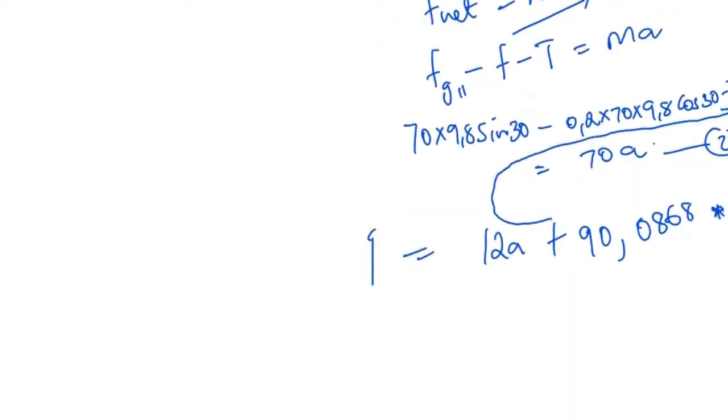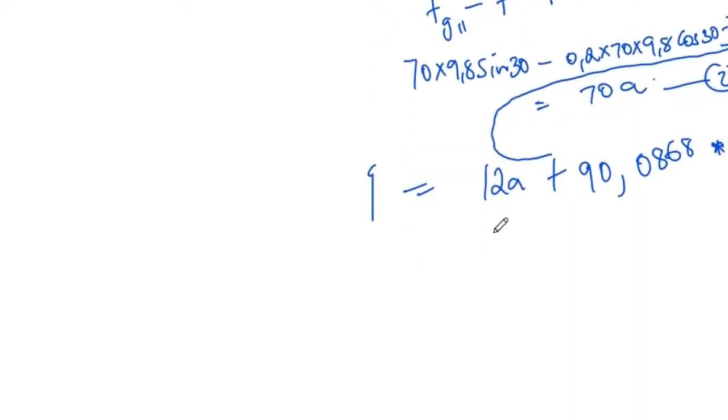Then this is going to be 70 times 9.8 sine of 30, I'm getting 343 minus the frictional force, 0.2 times 70 times 9.8 cos of 30. That gives me 118.819. I'll use 3 decimals, that's for the sake of accuracy.